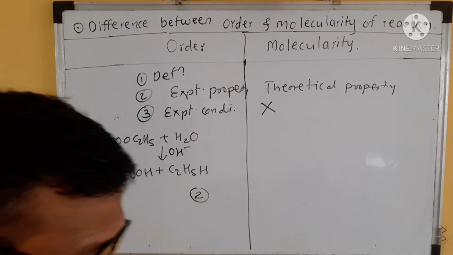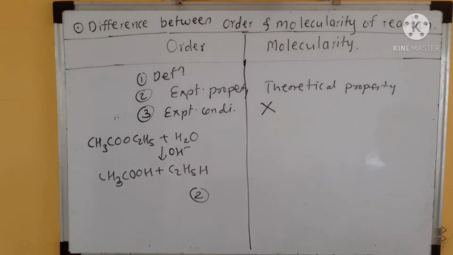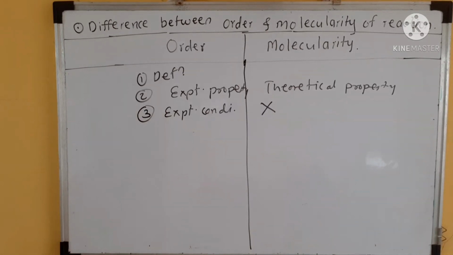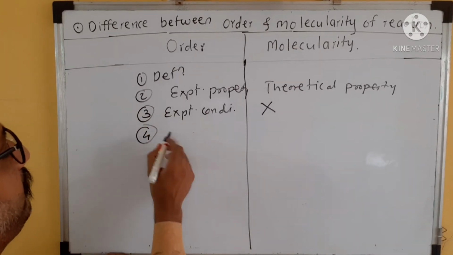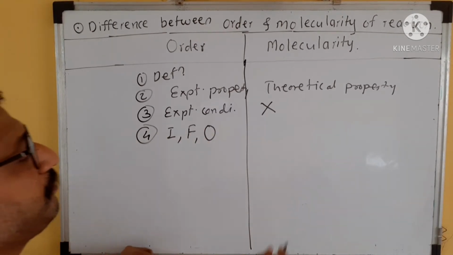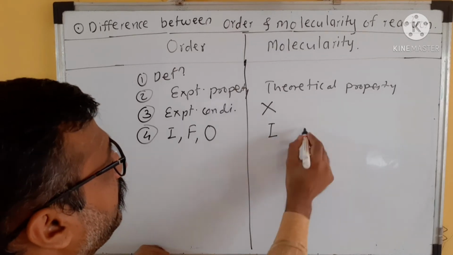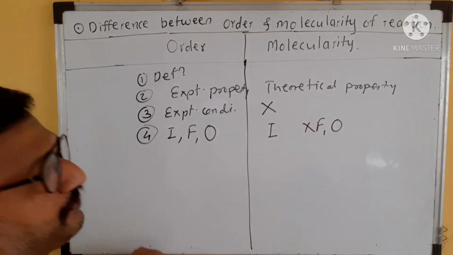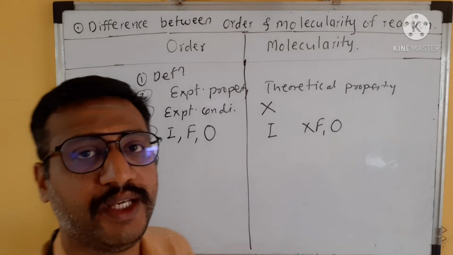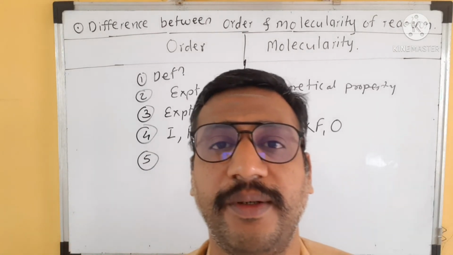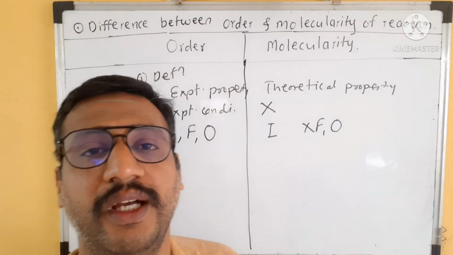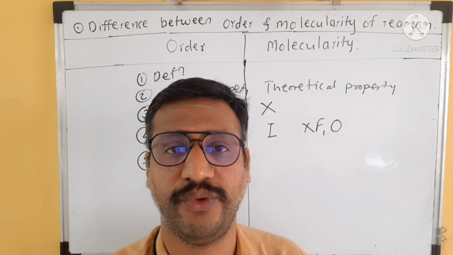The fourth point of differentiation is their value. The order of reaction may be an integer, it may be fractional, it may be zero. But the molecularity of the reaction is always an integer. It should not be fractional and it should not be zero. The order of reaction may be 0, 1, 2, 3, 4, or 0.5, 3/2, but molecularity must be an integer, either 1, 2, 3, 4.